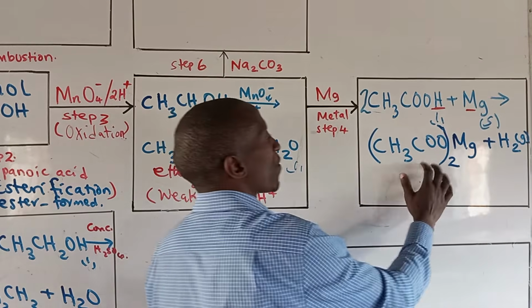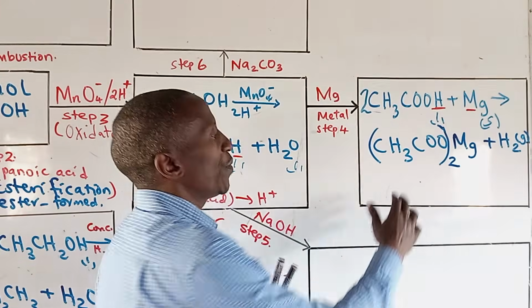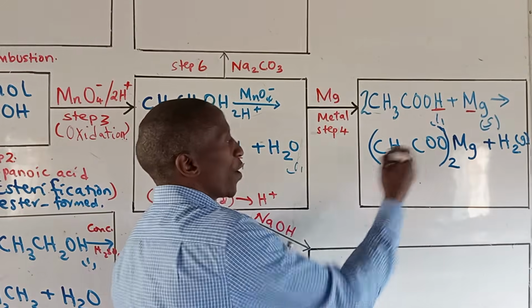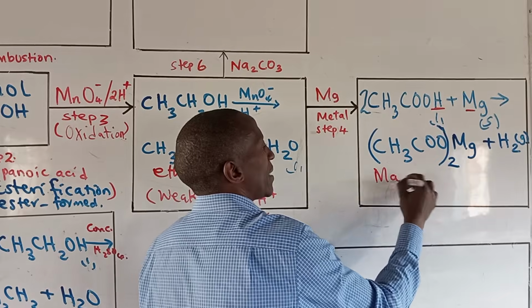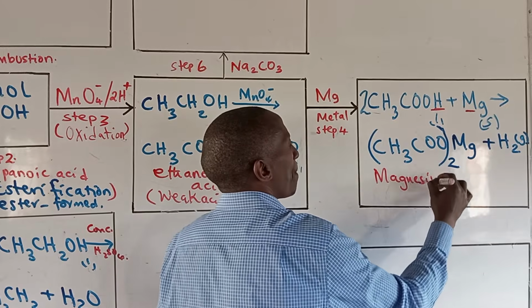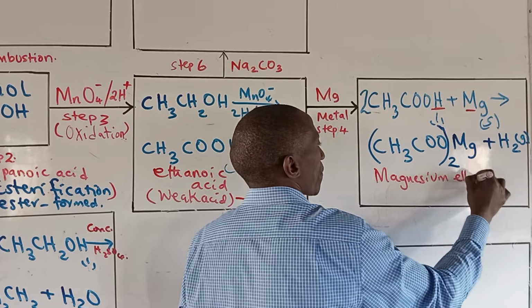What is the name of this compound? What would be the name of this compound? This compound would be called magnesium ethanoate.